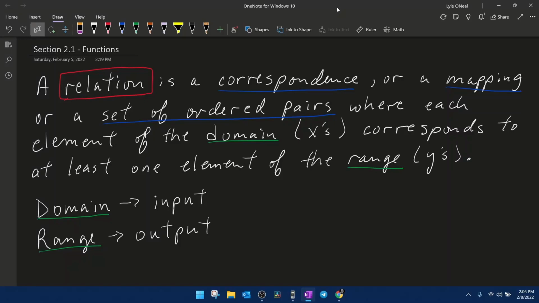Hello and welcome to our lesson on functions. This is going to be from section 2.1 in our Precalculus text. We're going to start off with some terminology and definitions.